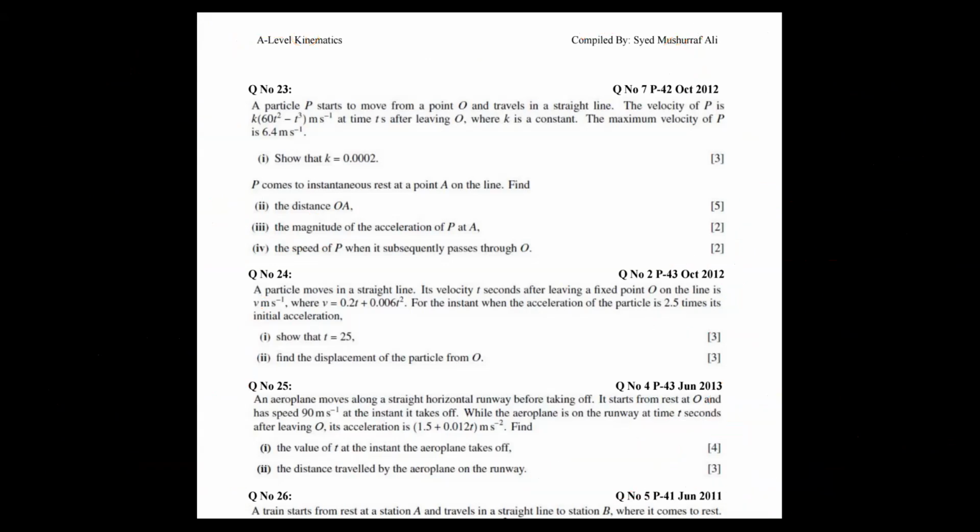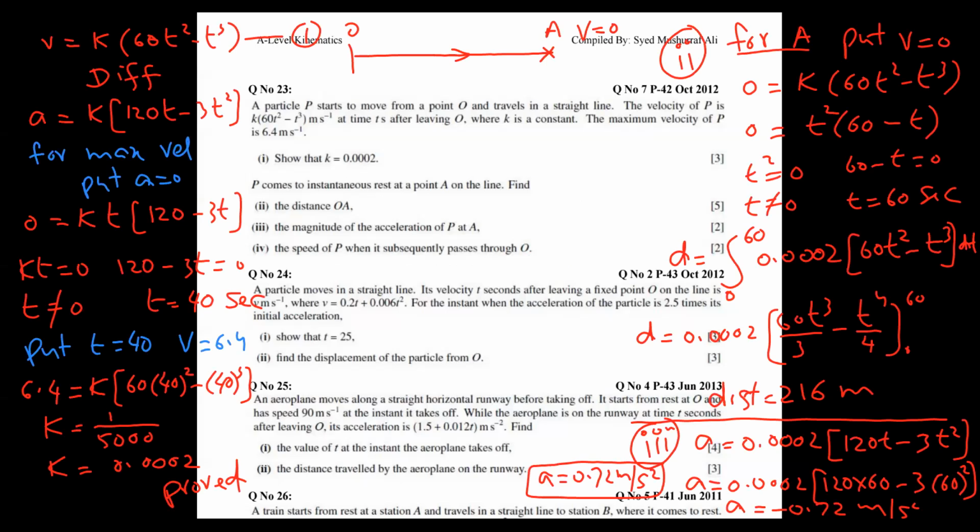The last part is asking: find the speed when it subsequently passes through O. As I discussed many times, when the particle goes away and comes back to the observer point, the displacement is always zero. So I have to plug in displacement value 0 and I will get my answer. So how to get this part? I'm going to complete the last part now.